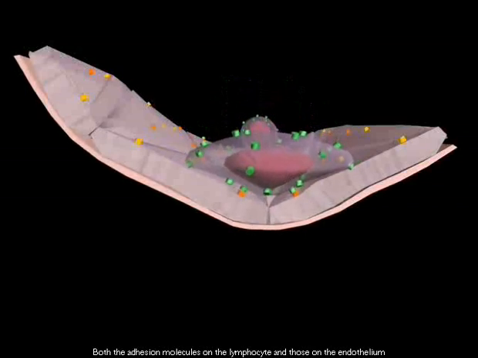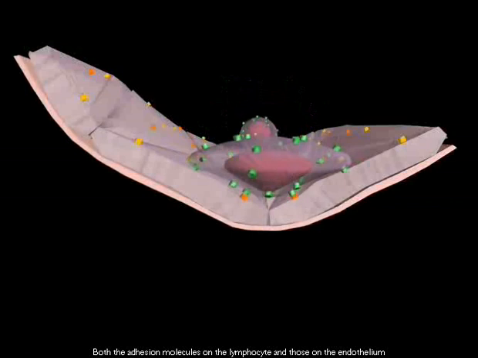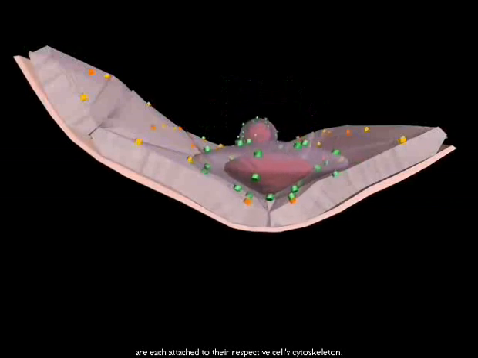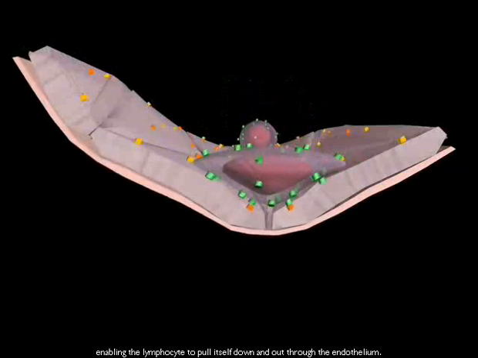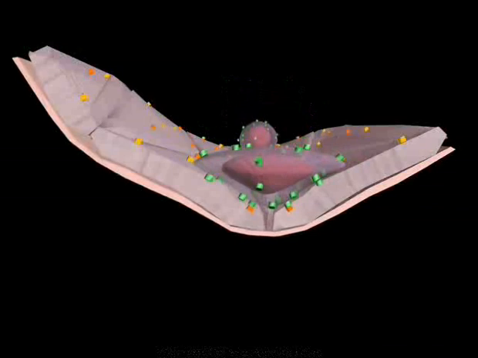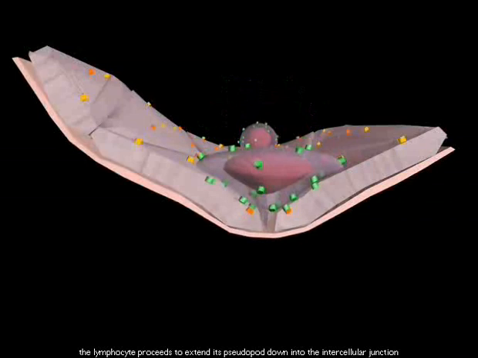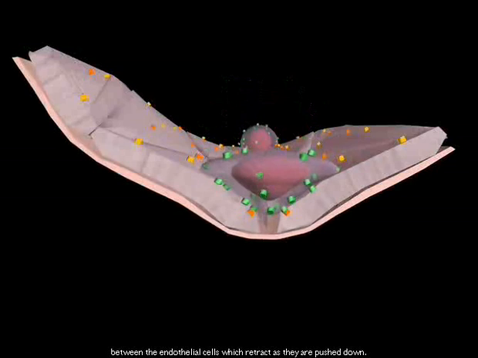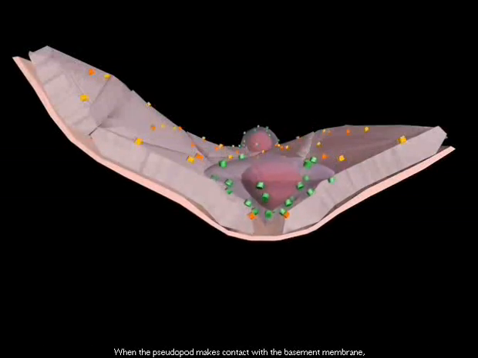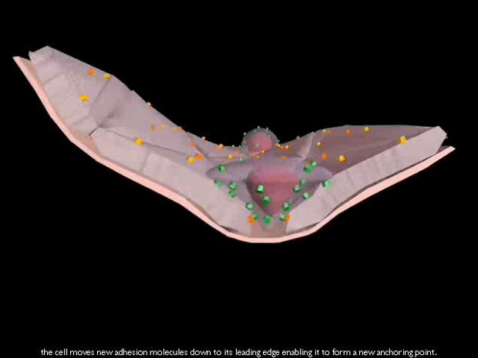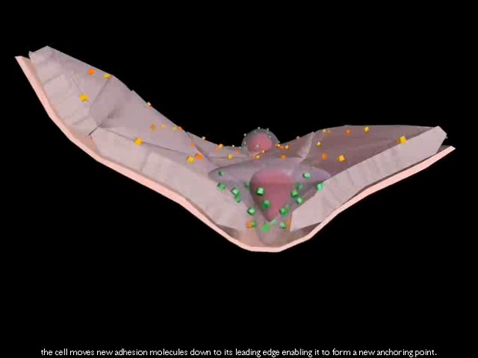Both the adhesion molecules on the lymphocyte and those on the endothelium are each attached to their respective cell's cytoskeleton. This can be thought of as a molecular motor which acts like a tractor, enabling the lymphocyte to pull itself down and out through the endothelium. With a firm anchoring point to move against, the lymphocyte proceeds to extend its pseudopod down into the intercellular junction between the endothelial cells, which retract as they are pushed down. When the pseudopod makes contact with the basement membrane, the cell moves new adhesion molecules down to its leading edge, enabling it to form a new anchoring point.